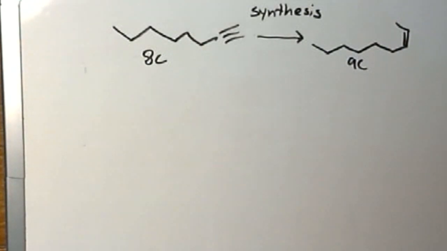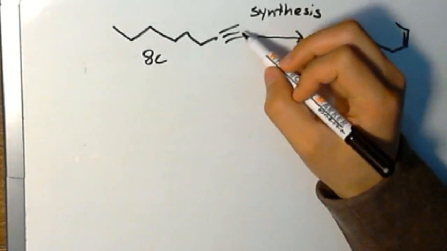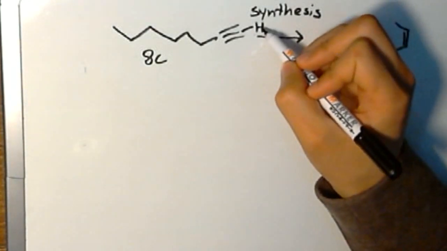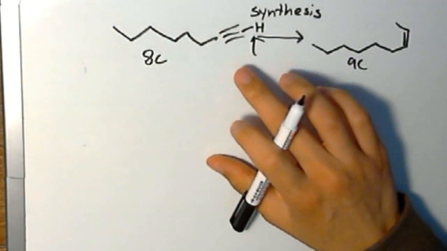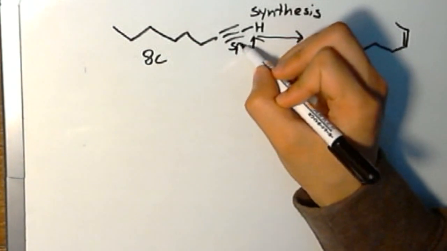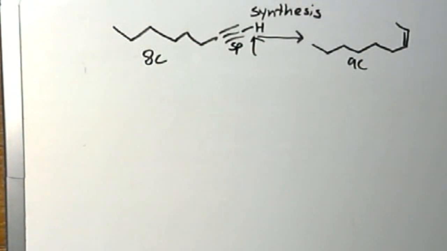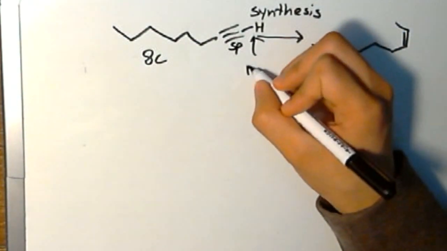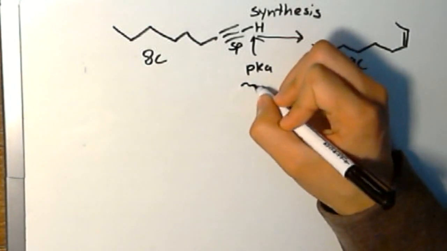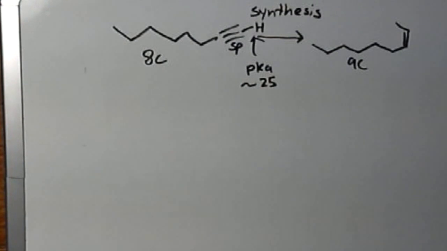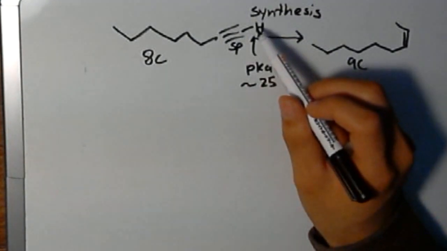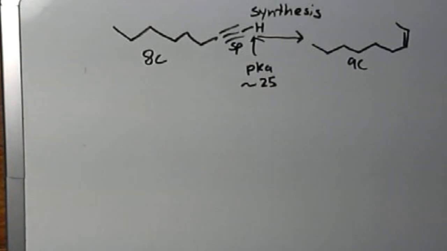Well, the easiest way to do that is a nucleophilic reaction. And what we know is that this hydrogen, because it is attached to an sp carbon, has a pKa of roughly 25. And so what we can do is deprotonate that using a strong base.